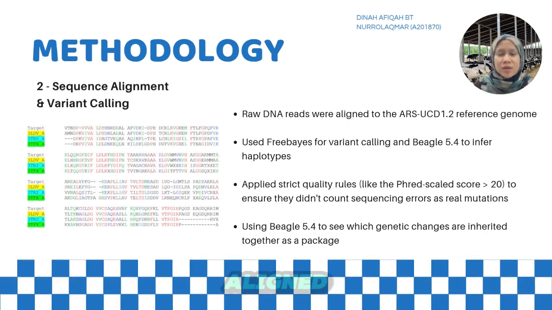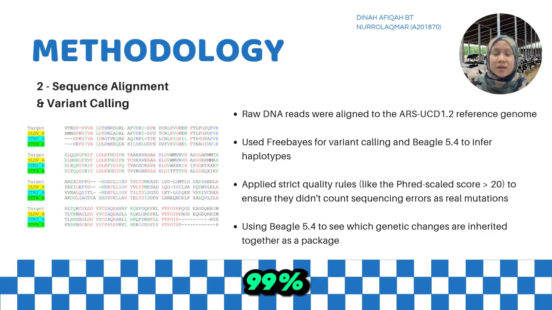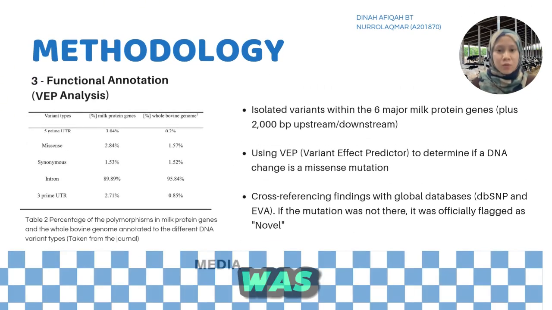Second, they processed this raw code. The sequences were aligned to the ARS-UCD1.2 reference genome. They used FreeBayes for variant calling and Beagle 5.4 to infer haplotypes, which are groups of genes inherited together. To ensure accuracy, they applied a strict Phred scale quality filter of 20, meaning they only accepted variants with a 99% accuracy rate.